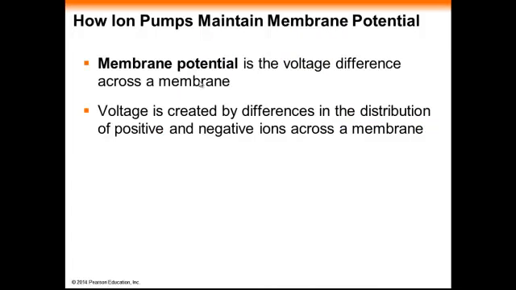Again, what this produces is the membrane potential, which is the voltage difference across the membrane. So there's actually an electrical charge difference across the membrane. And again, this is really important for muscle contraction as well as nerve signaling.